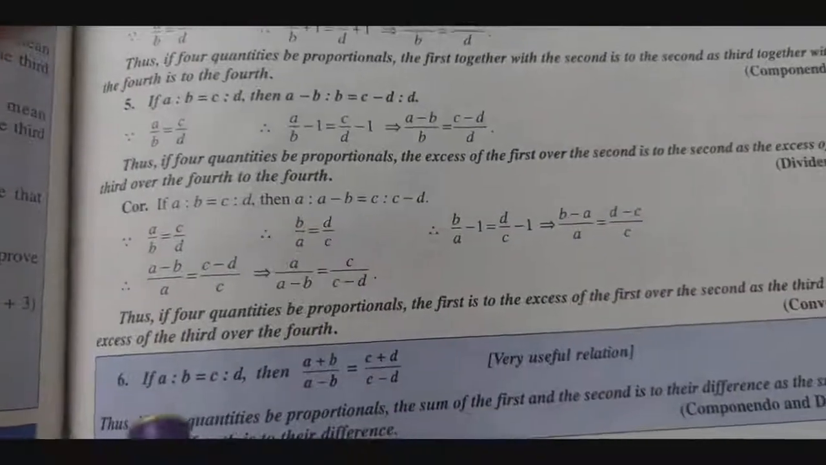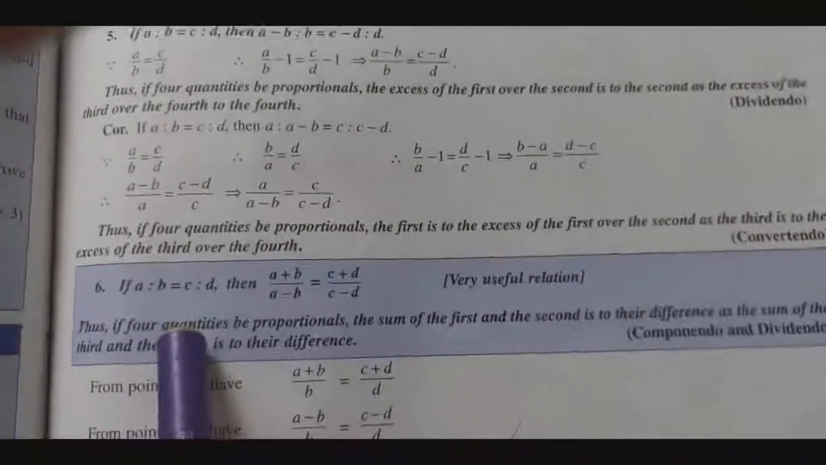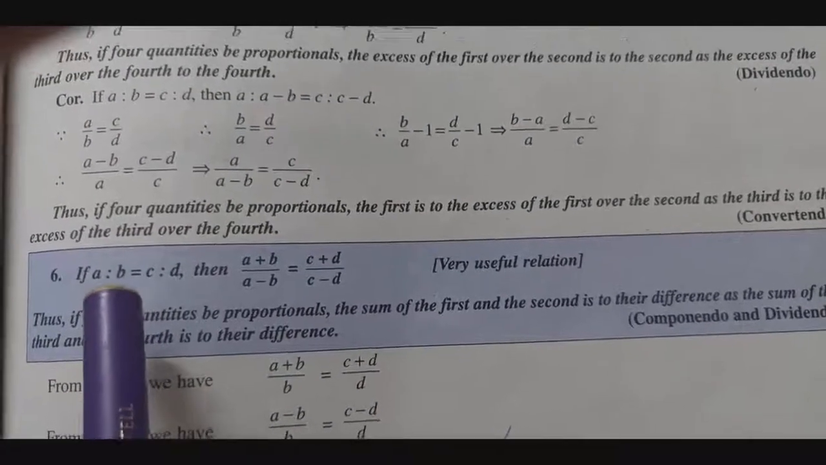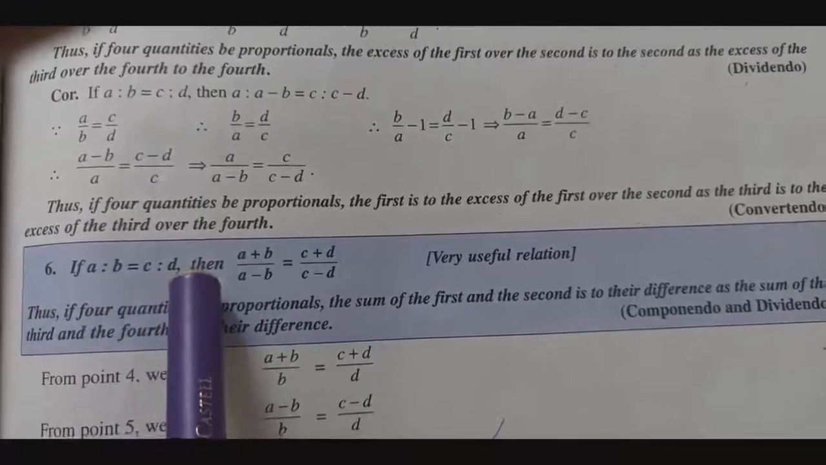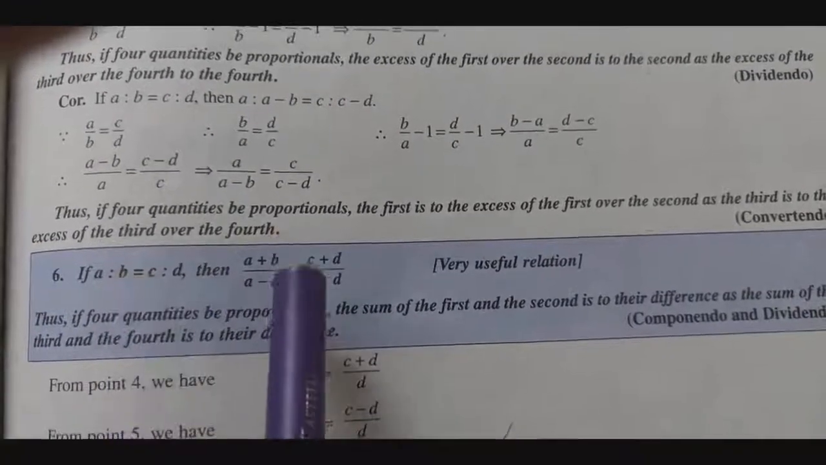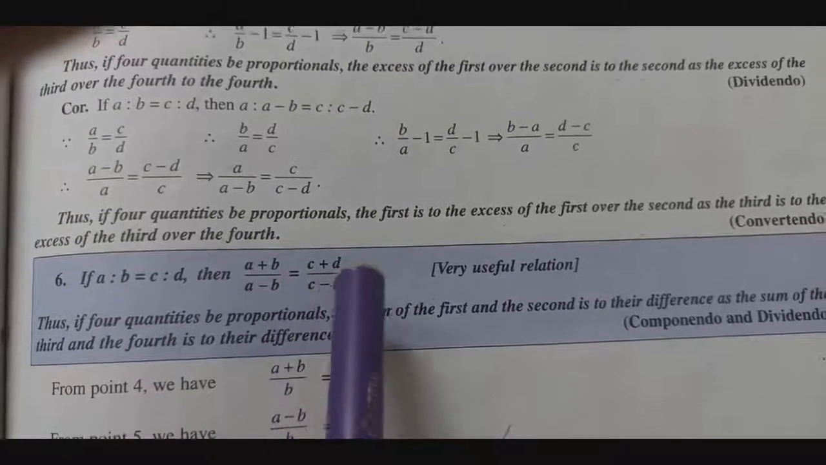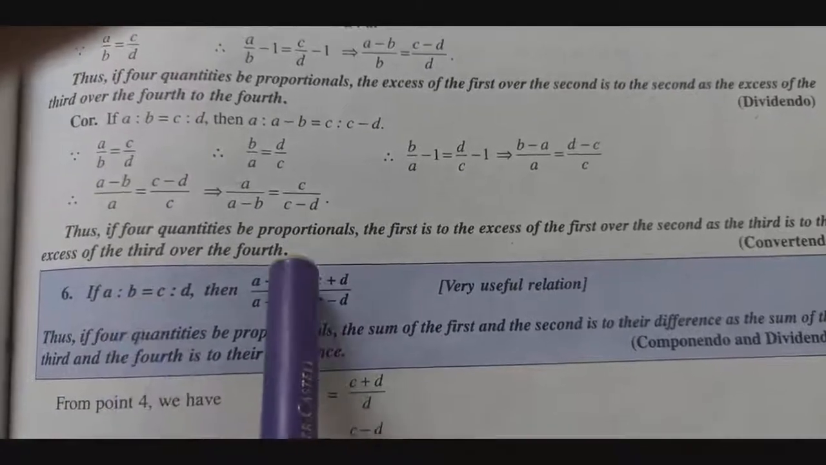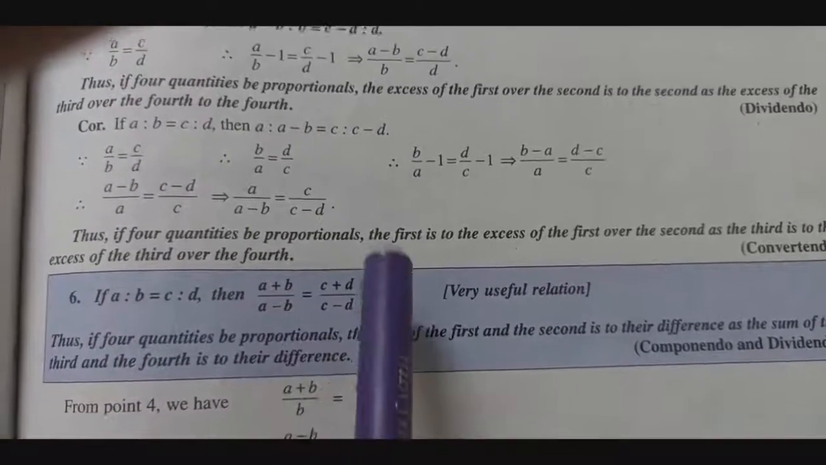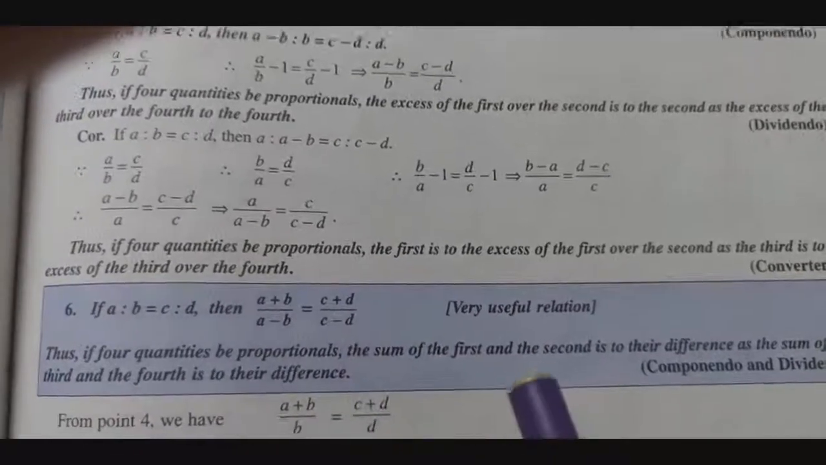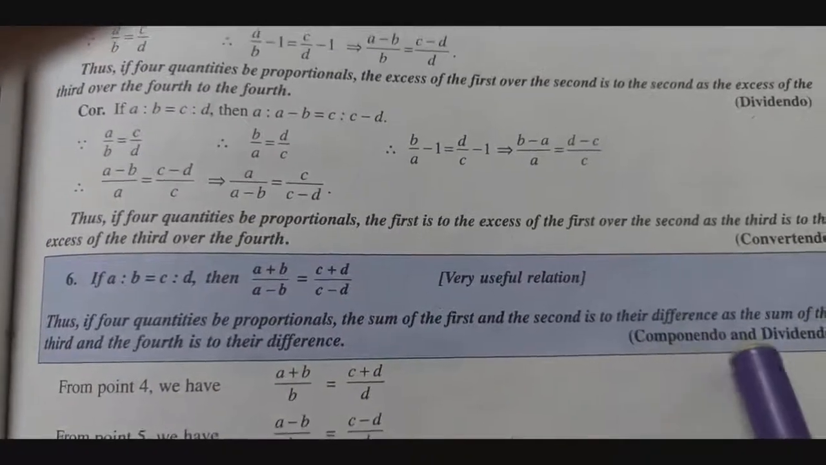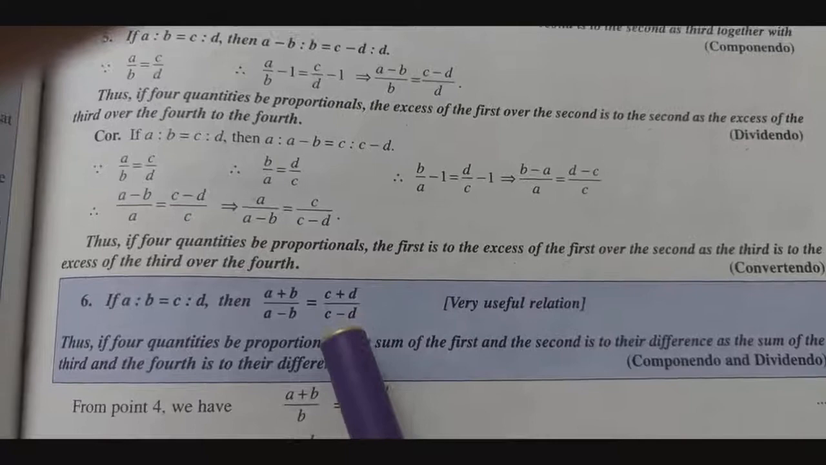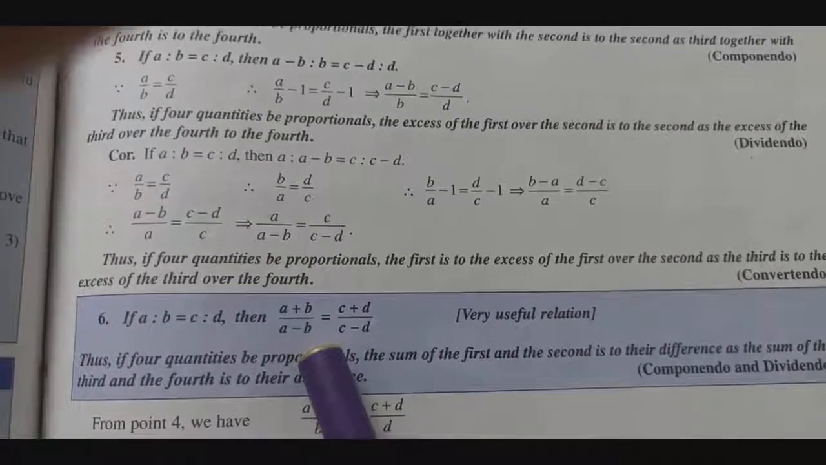Now the sixth result is very important, which we are going to use many times. That is, A ratio B is equal to C ratio D, then A plus B upon A minus B is equal to C plus D upon C minus D. It means we add and subtract the denominator in the numerator on both sides. This result is known as componendo and dividendo, which students will use many times.